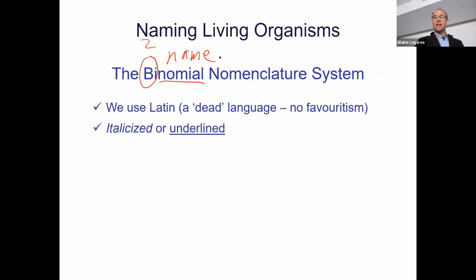The names are going to be italicized or underlined. This is really important. If you do not italicize or underline species names in your assignments, you will lose marks. So do not forget.